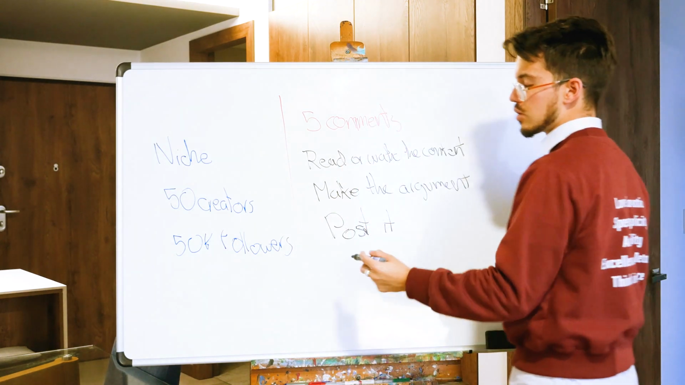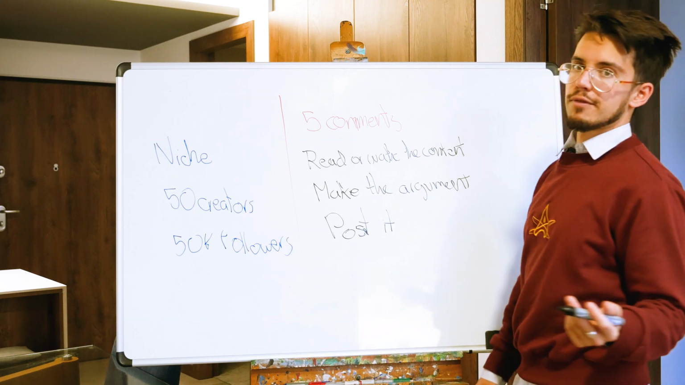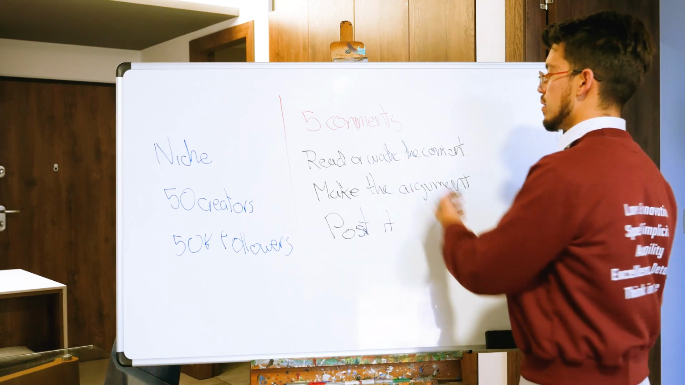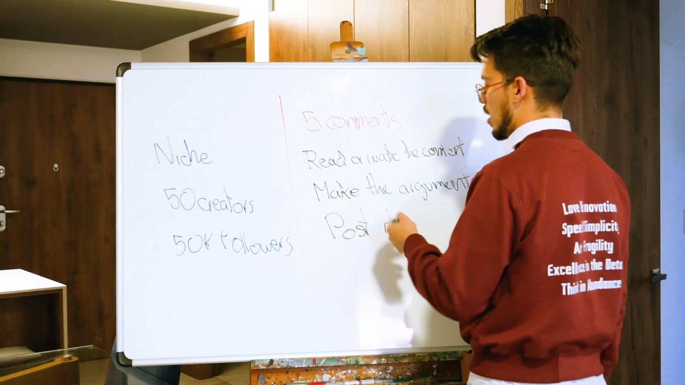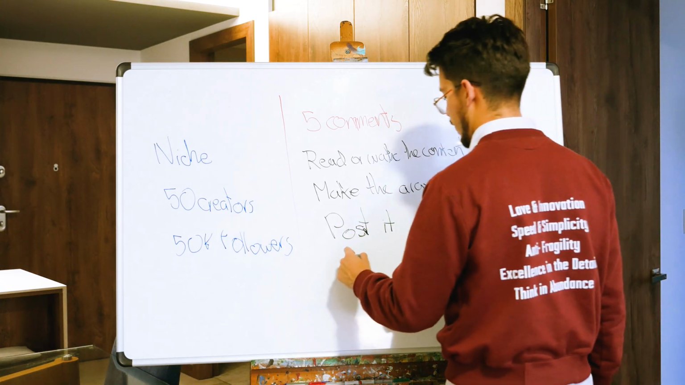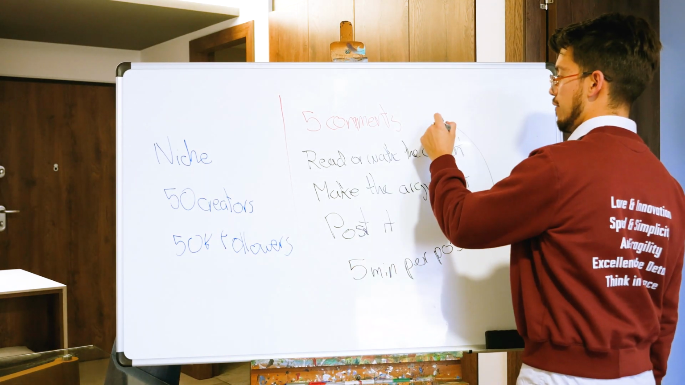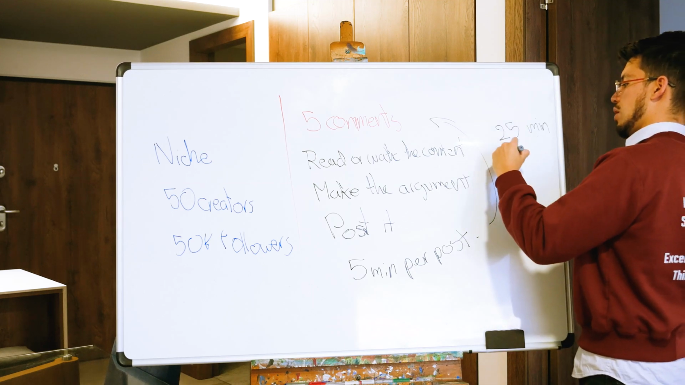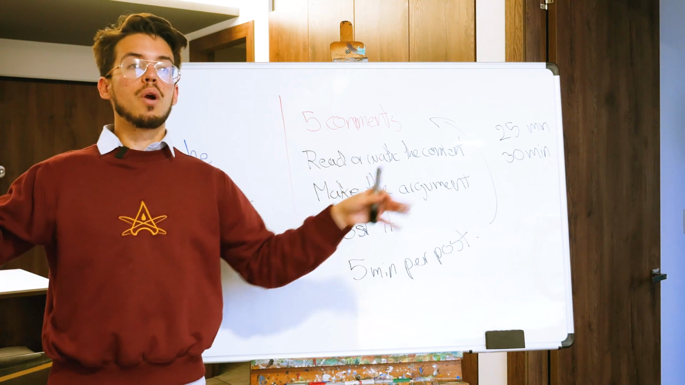But all of this depends on what type of post you're doing. For example, if it's a 5-minute video or a 1-minute video, it's already 1 minute. Then until realizing or trying to come up with an argument and making the argument and posting it, it's about 5 minutes per post. So if you do 5, that equals 25 minutes, up to 30 minutes. And that's why you should try to go deep rather than broad.